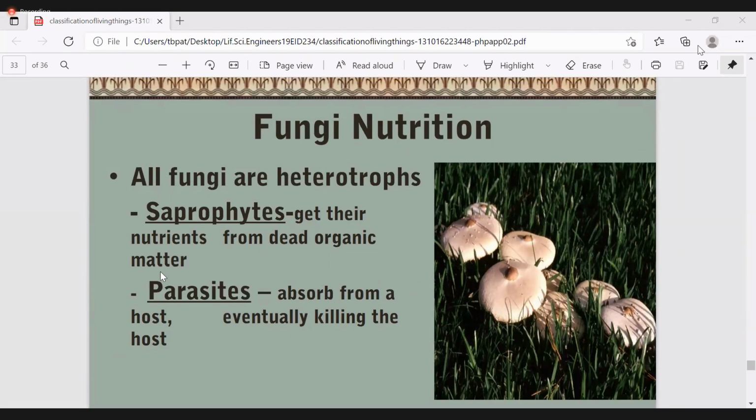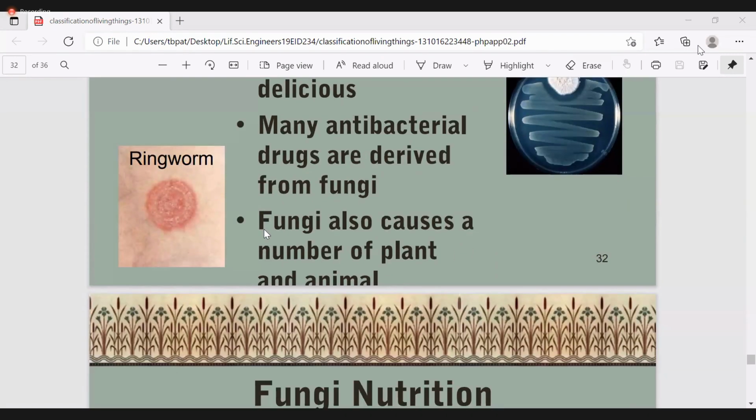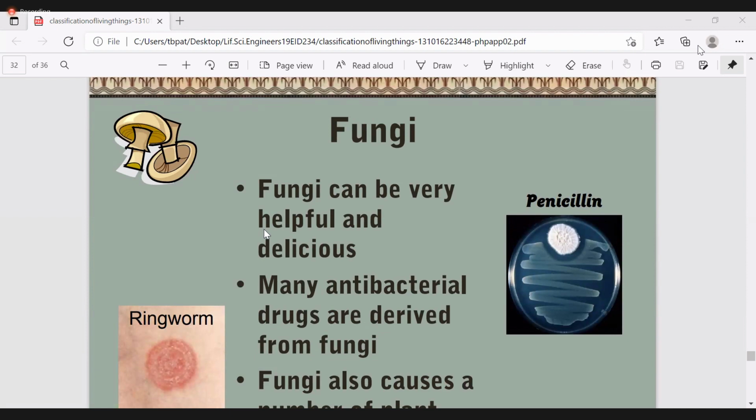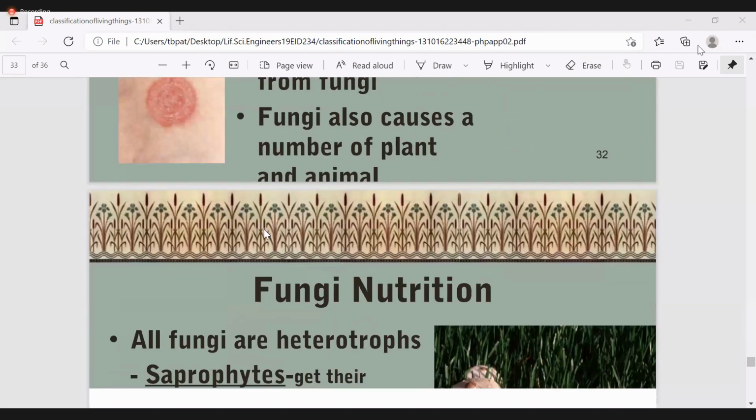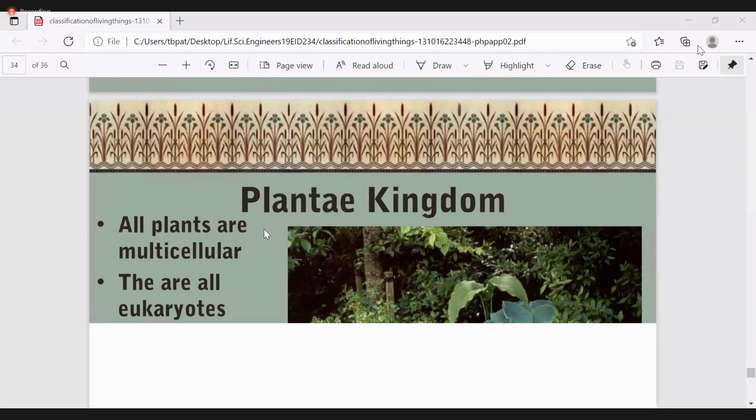Especially, fungi can be very nutritious and very delicious. All fungi are heterotrophs. Some are saprophytes, some are parasites. Before I said saprophytes get their nutrients from dead organisms. The parasites absorb from the host, but eventually kill the host. Parasitic fungus kills the host, but saprophytic fungus slowly deteriorates things and gets food from the dead things. These are the special features of fungi in the eukaryote domain. It's a good kingdom, with many positives and negatives also.